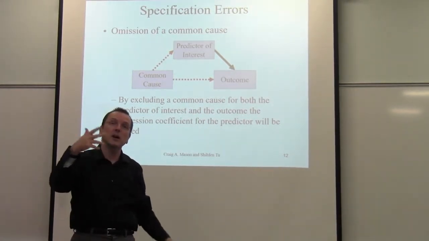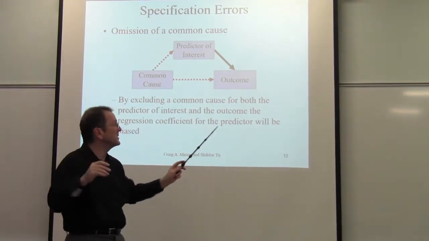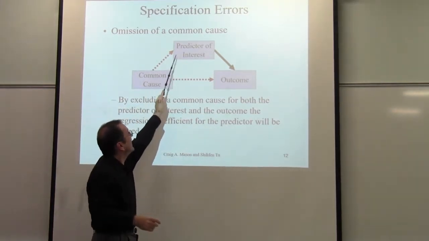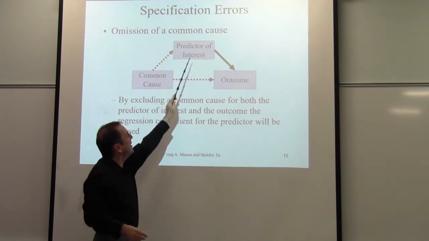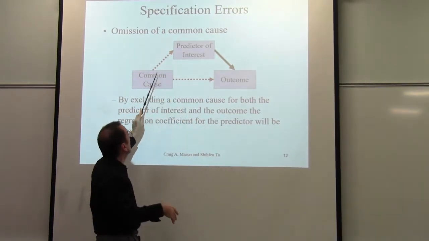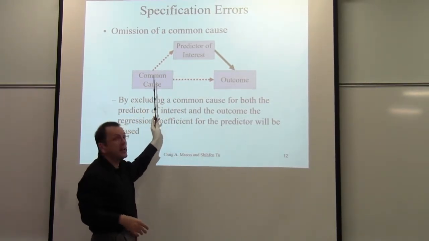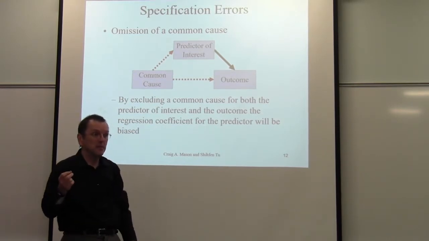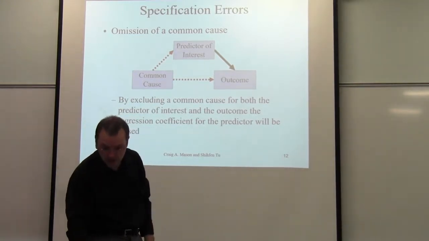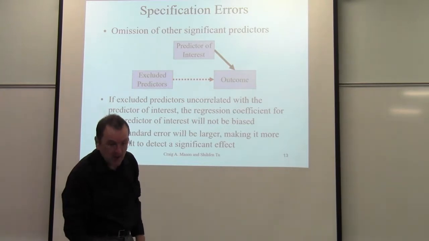Well, that wouldn't be a common cause, would it? So that wouldn't be this issue. But in this case, again, the common cause. The issue with the common cause is it will bias your results, your regression coefficient, if you don't have it.